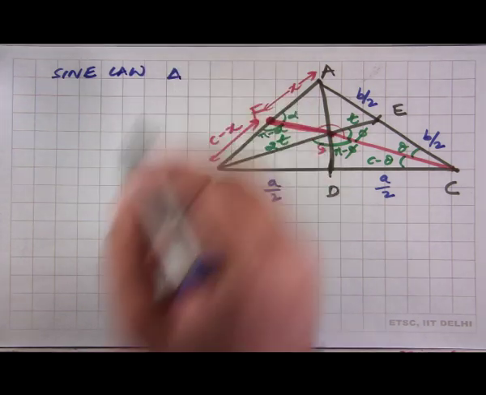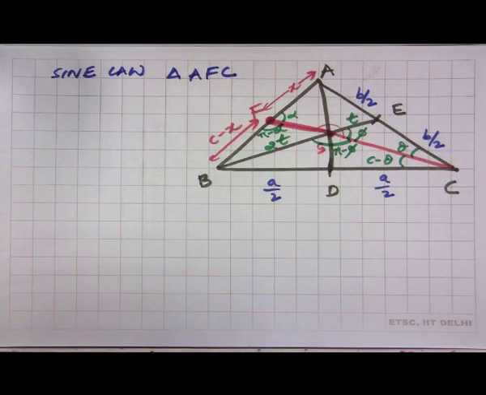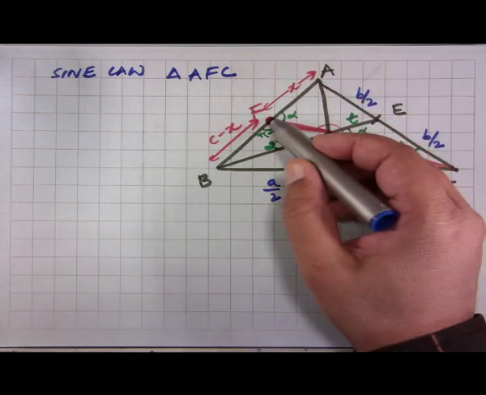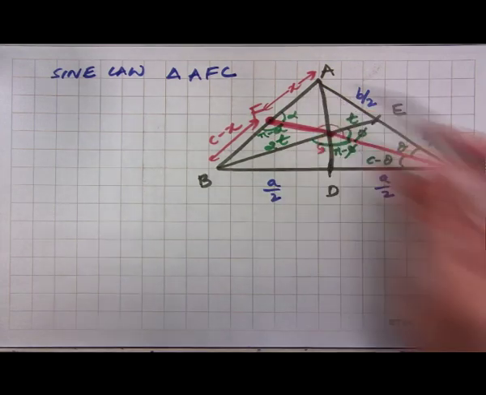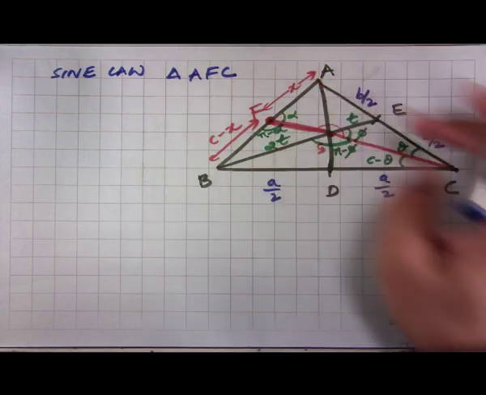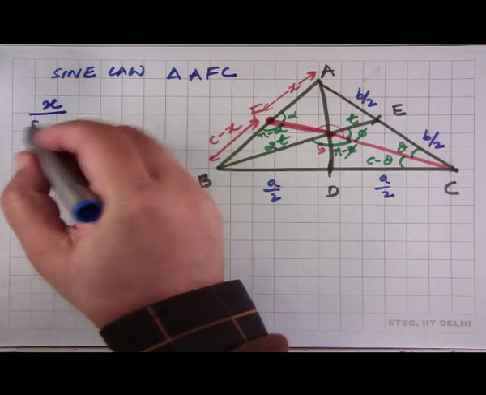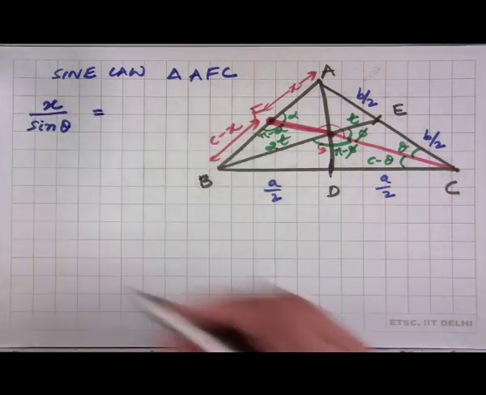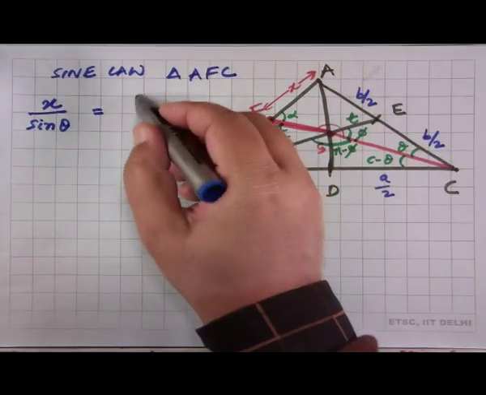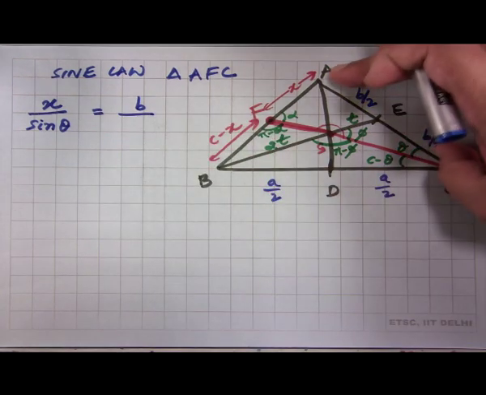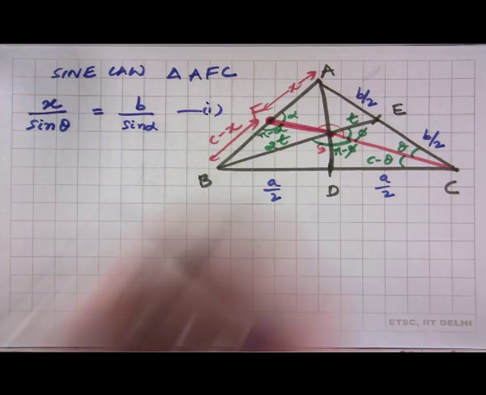So now let's apply the sine law to the triangle AFC. So this particular triangle, and there what we see is that x divided by the sine of the angle opposite to it. So x upon sine theta equals b upon sine of the angle opposite to b, which is alpha. So b upon sine alpha. So this is our first equation.